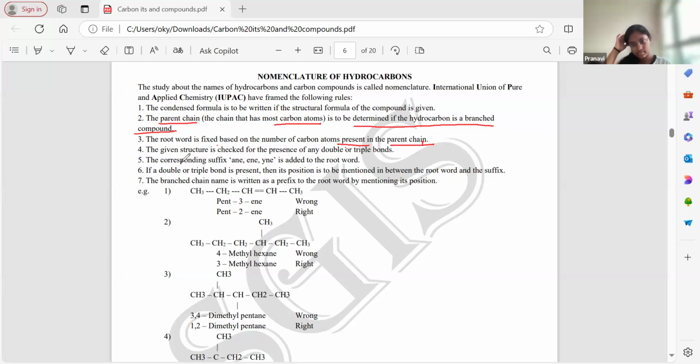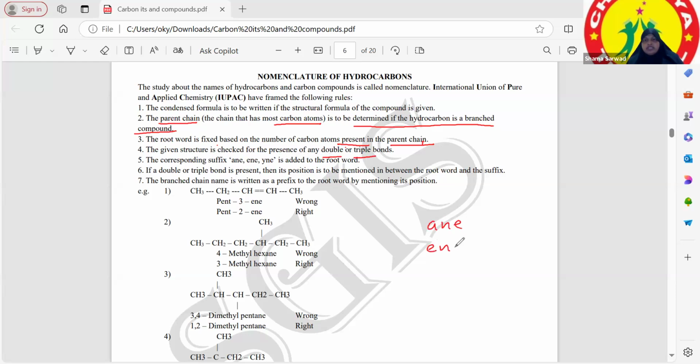Now the given structure is checked for the presence of any double or triple bond. If there is a double bond, then A-N-E should be converted into E-N-E. And if there is a triple bond, then A-N-E should be converted into Y-N-E. The corresponding suffix, E-N-E or Y-N-E, is added to the root word. Correct? Just a minute.